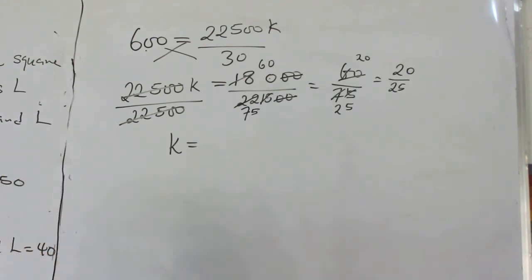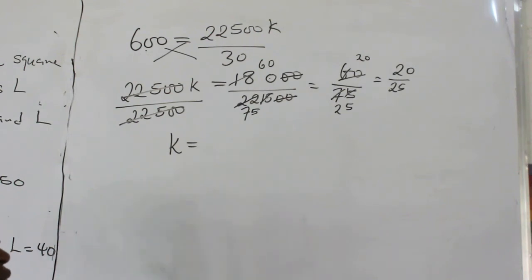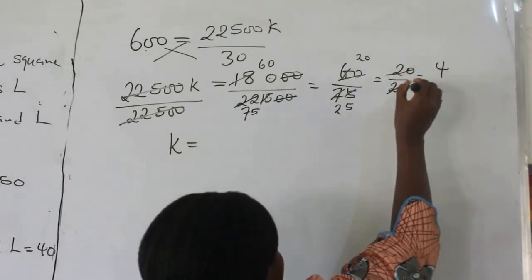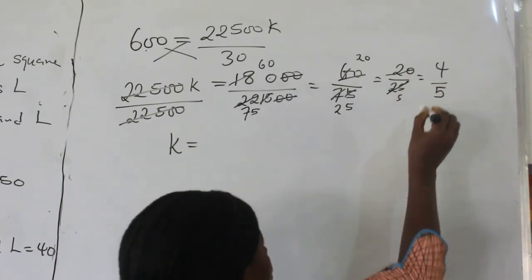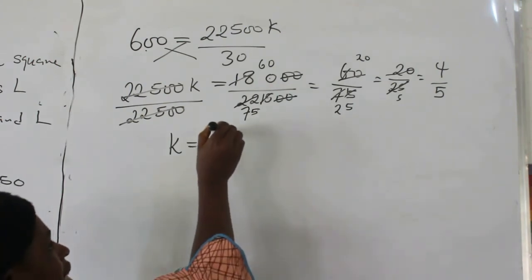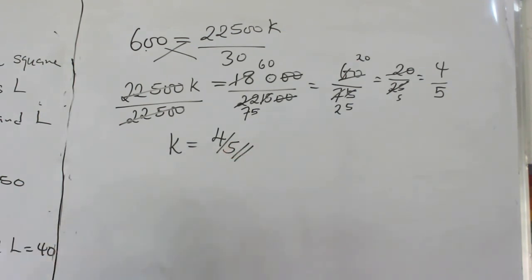What number do you think will go into 20 and 25 again without a remainder? Of course, the number should be 5. So let's divide through by 5. 5 can go into 20 four times, and 5 into 25 is 5. So we have our answer to be what? 4 over 5. So the value of our constant is what? 4 over 5, which is a proper fraction.